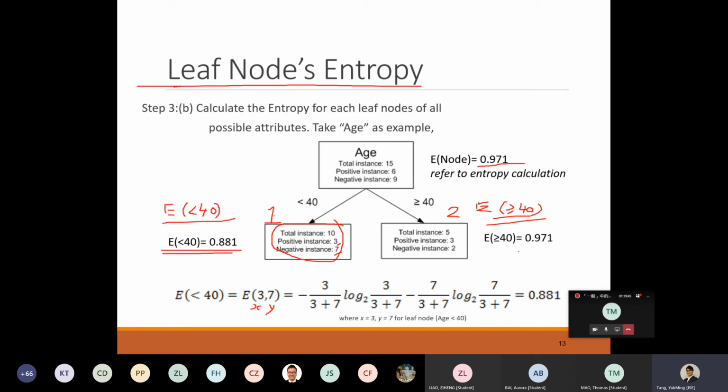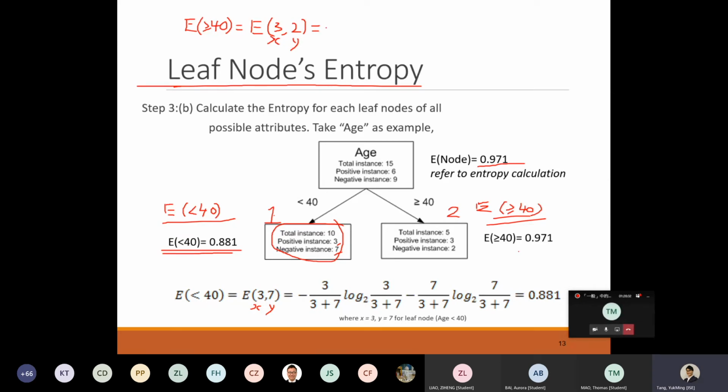Afterwards, we also need to calculate the entropy for customers larger than or equal to 40 years old. Now we have 3 positive instances and 2 negative instances. That means we calculate E(3,2). This one is x and this one is y.